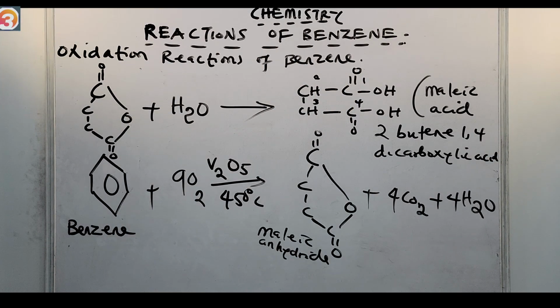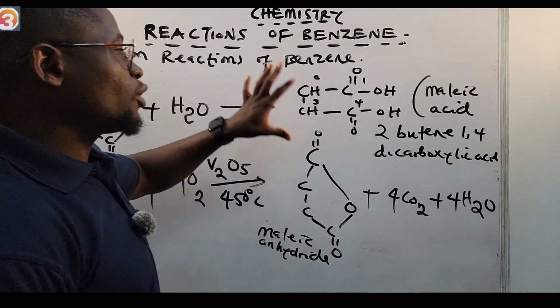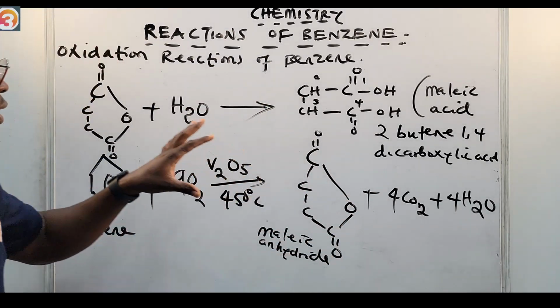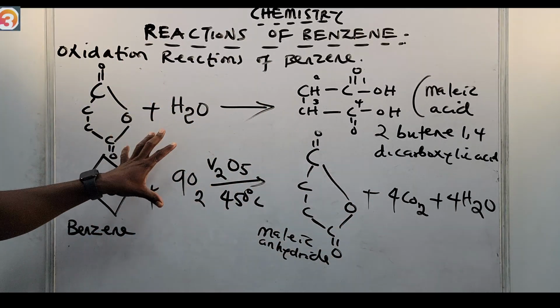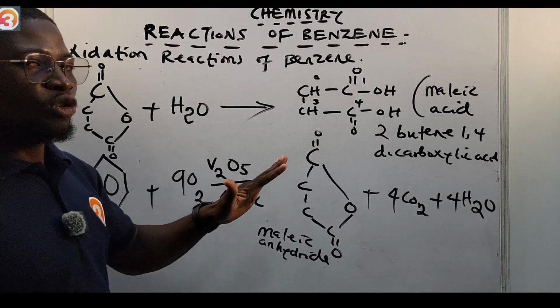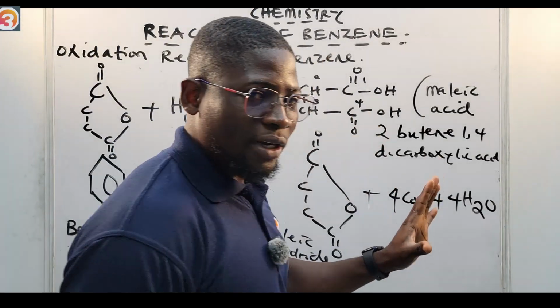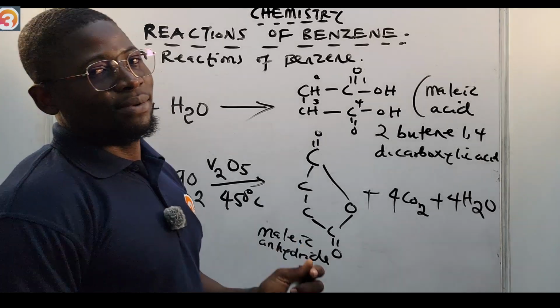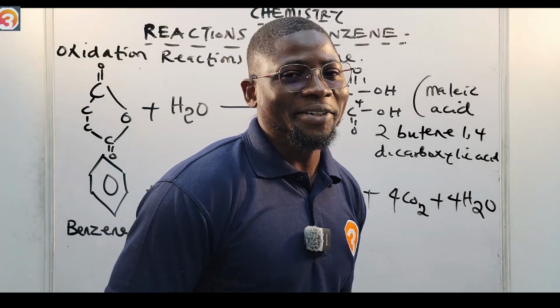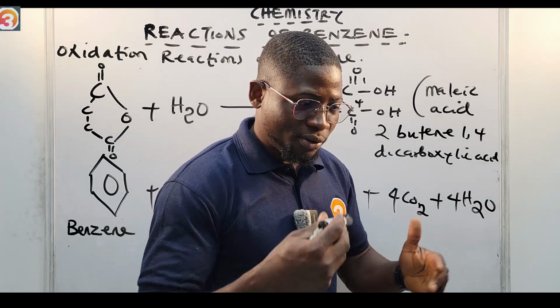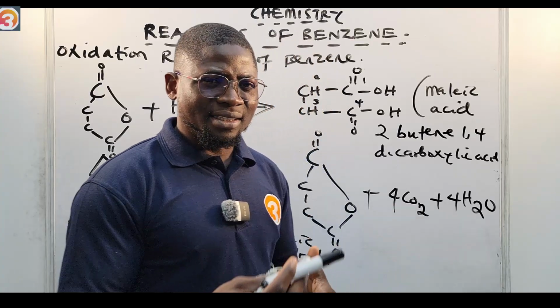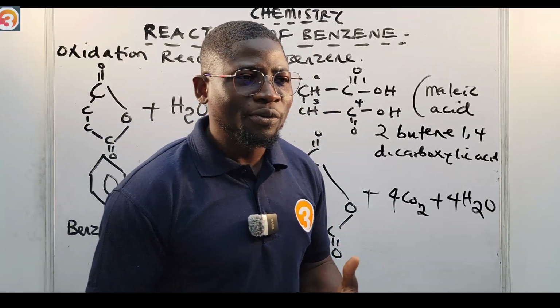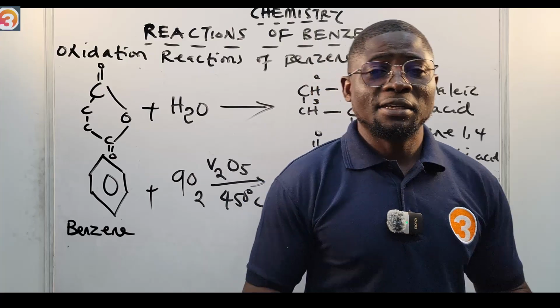This is the catalytic oxidation of benzene, first to maleic anhydride, then on further reaction with water to maleic acid, or 2-butene-1,4-dicarboxylic acid. Just calm your mind down. Very easy. So just write the reaction yourself. Write it again without looking at the book. Before you know it, you have gotten it. As simple as ABC.